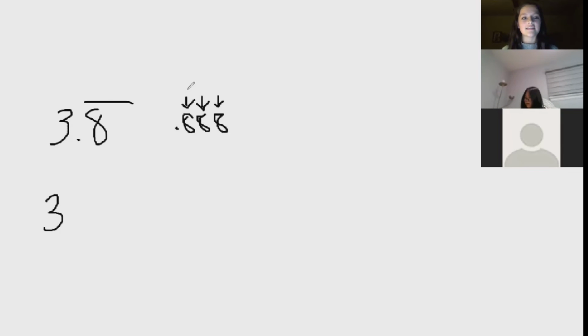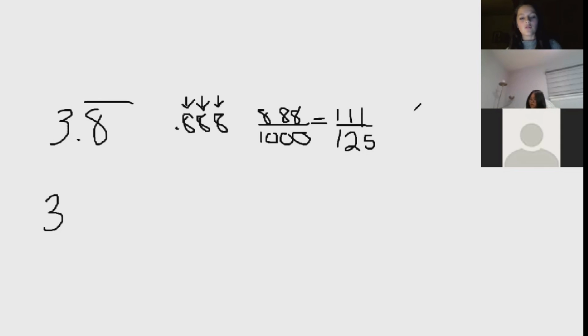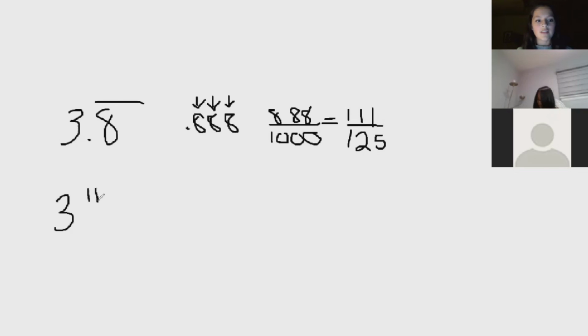So what place is this? The first decimal place. So this is tenths, and the second one? Hundredths. Yes, and the third one? Thousandths. Yes, good job. So it would be 1,000. So this is the same as, so can you simplify this? So 1,000 divided by 8 is actually, oh yeah, that would give you 125. So then it would be 111 over 125. And can that be simplified more? No. So the answer would be 3 and 11 over 125.